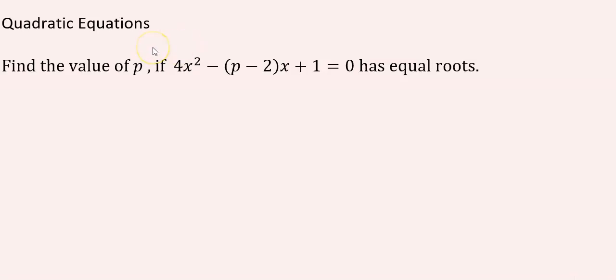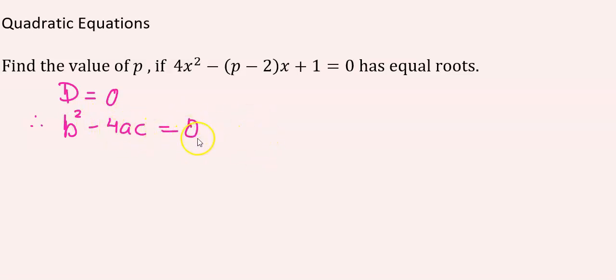In the next question, we have to find the value of p if 4x² − (p − 2)x + 1 = 0 has equal roots. Now, first of all, this is in the quadratic form ax² + bx + c = 0. If this has equal roots, that means the value of the discriminant is 0. Remember, when the equation has equal roots, the discriminant has to be 0. That means b² − 4ac has to be 0.